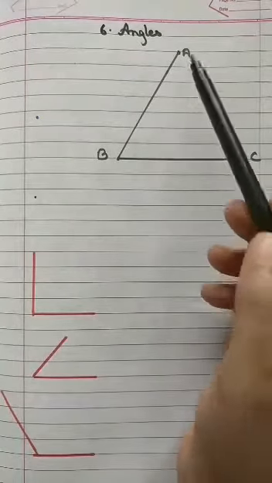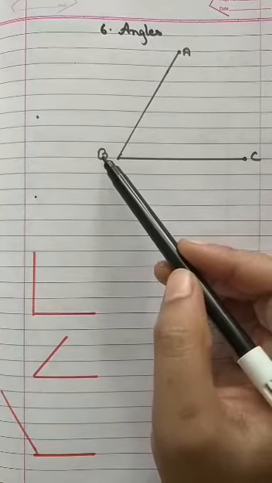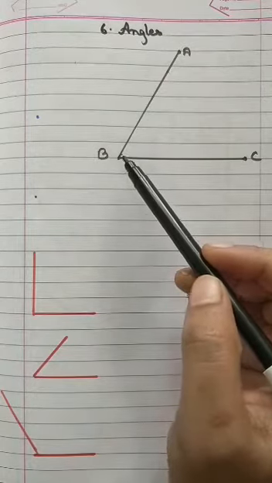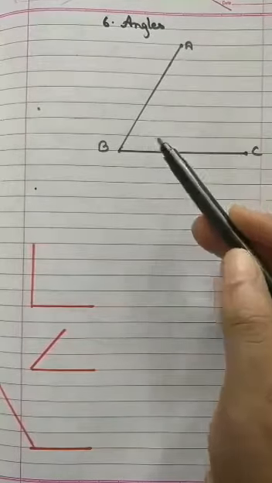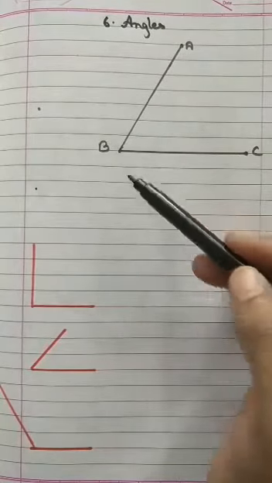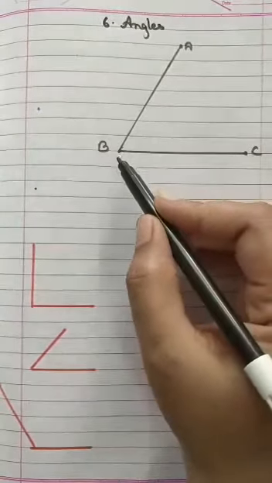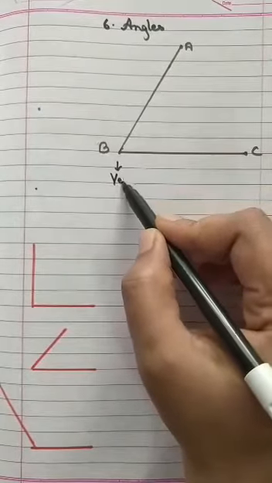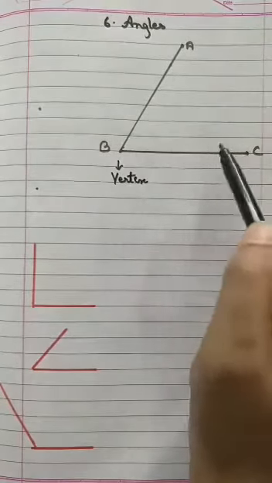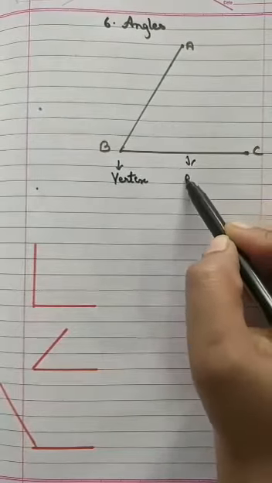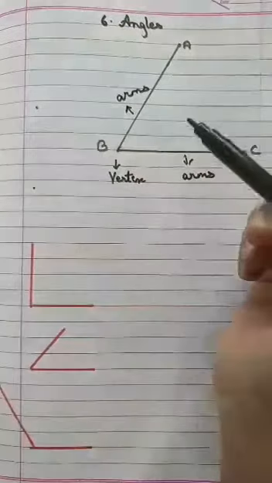So what are angles? Angles are two lines which are joined at a common point. That common point is known as the vertex. Understood? Or we can also say that these two lines join together to form an angle. This is the common point, which is known as the vertex. So BA and BC are the arms of the angle. What do we call them? Arms of the angle. Understood?